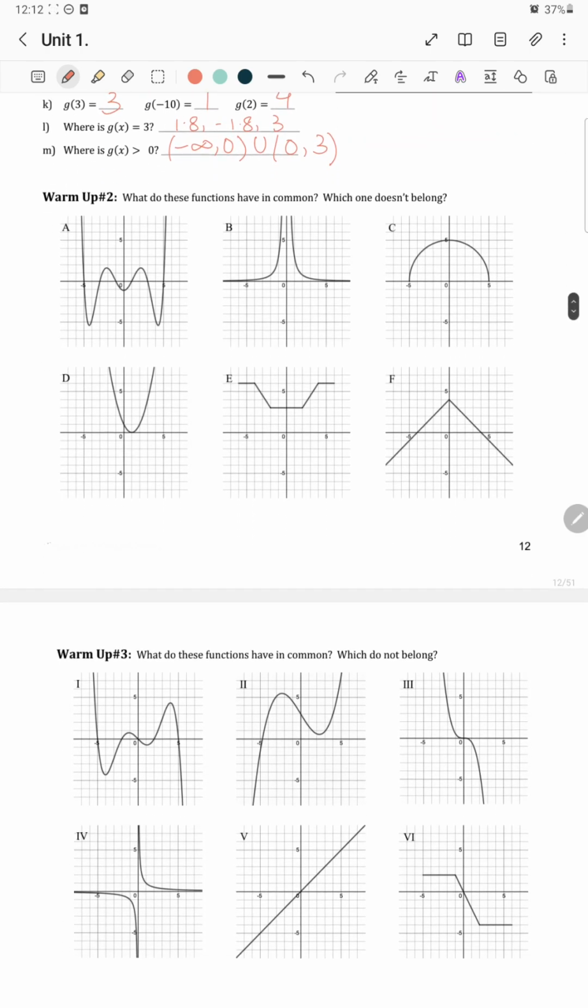Okay, what do these functions have in common? Which one doesn't belong? So let's find the domain first of all. The domain of a would be, because it's going over here and going over here, from negative infinity to positive infinity, that is all real numbers.